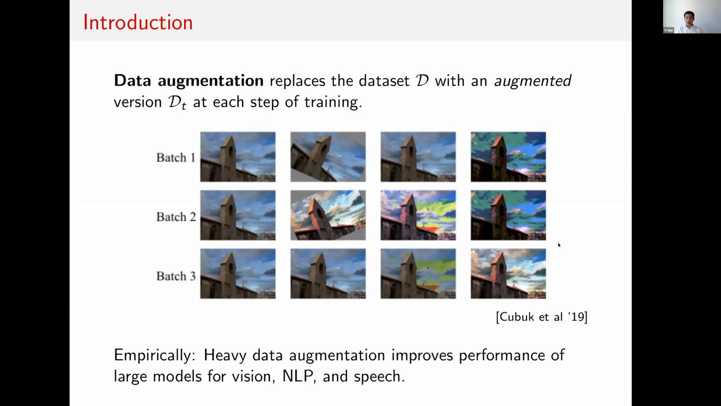Okay, so let's recall that data augmentation is the procedure of replacing your data set with an augmented version of the data set at each step of training. For example, if you look at the images below, one might apply some small geometric transformations, some color jitter, or add some noise during training. And the empirical outcome that we've seen is that pretty heavy data augmentation improves the performance of large models in many different domains, including vision, NLP, and voice.